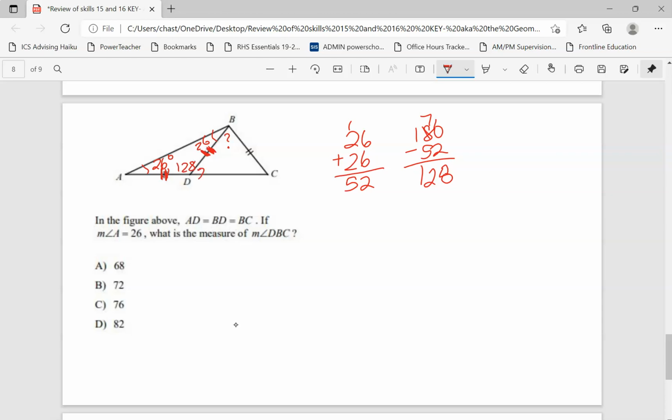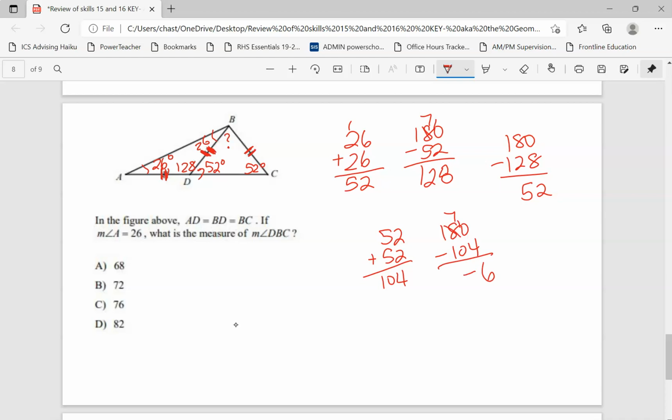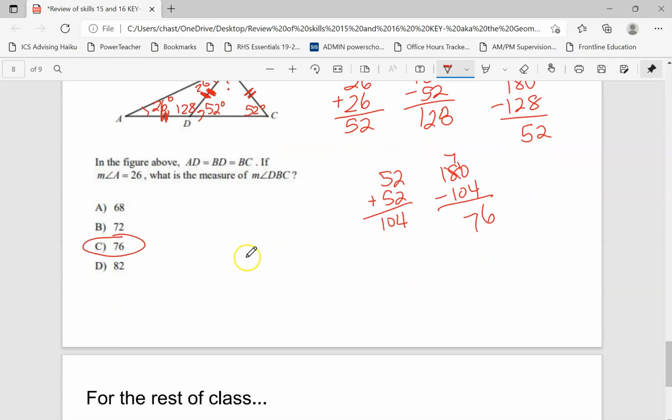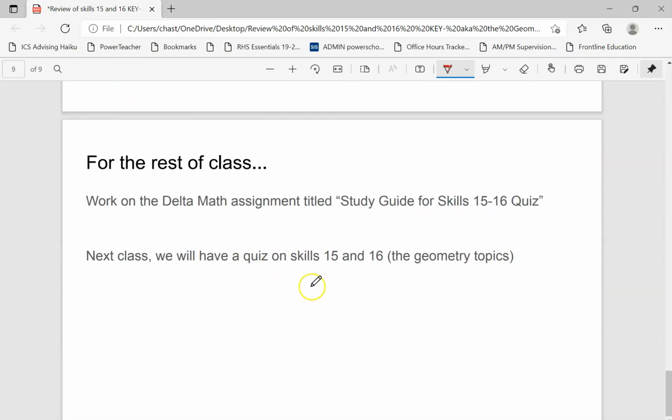So we find this angle by doing 180 minus 128, which we know is going to be 52. And if that's 52, angle C has to be 52 degrees because we see that those segments are congruent. So now 52 and 52 add up to 104. Take 180 minus 104, and that'll get us the angle we were wondering about. 76.